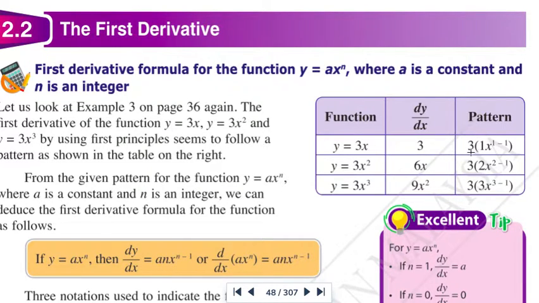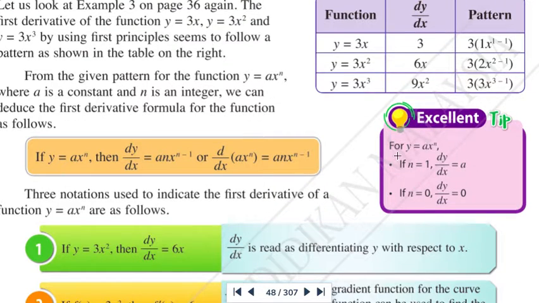The 3 is in front, then the power, 1, 2, 3, your integer here, and the power of x is minus 1. Therefore, I have a formula that when y equals ax^n, then dy/dx equals a times n, x^(n minus 1). And if your n equals 1, x to the power 1, 1 times a is a.